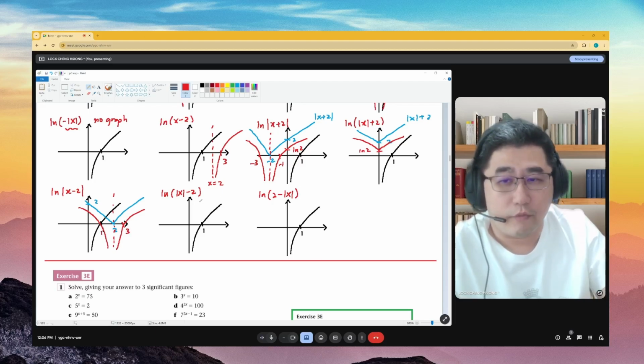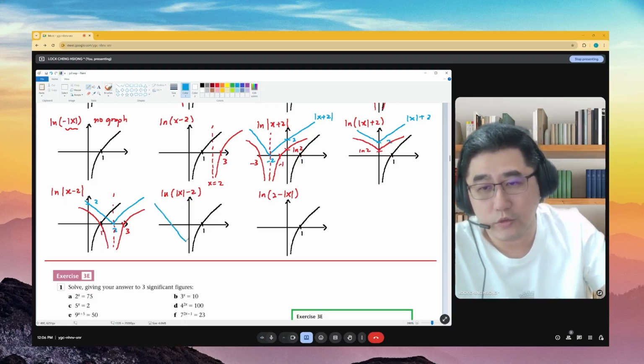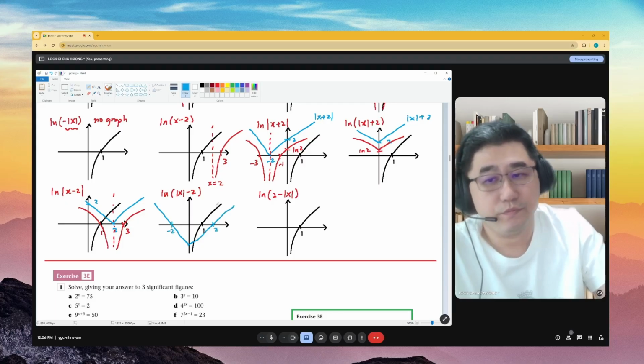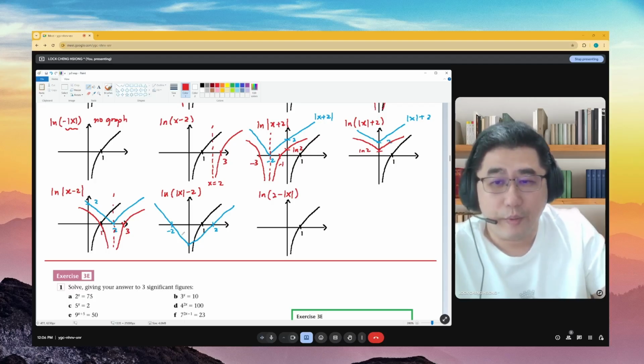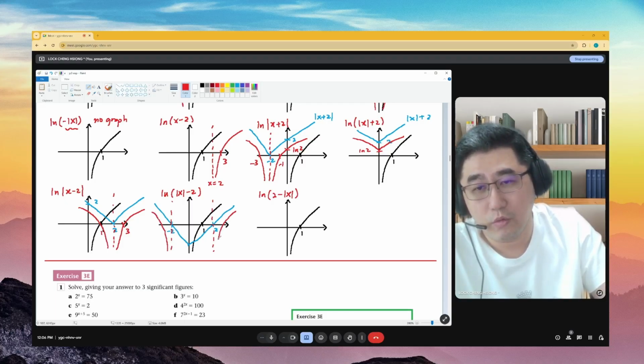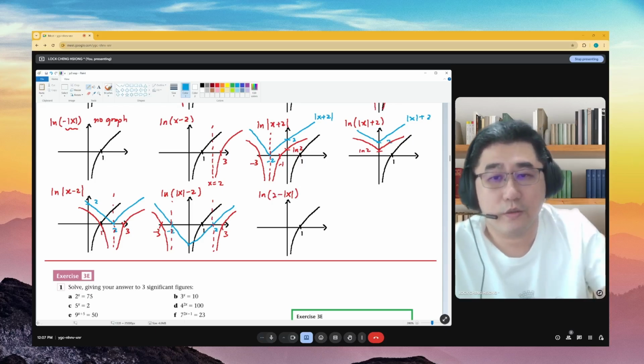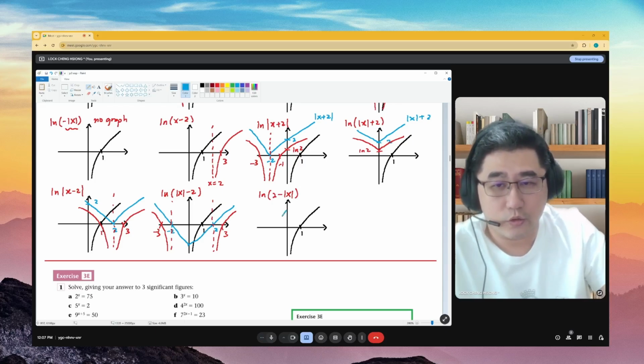If I have a modulus x minus 2, the graph looks like this. So I have a 2, I have a negative 2. Remember we cannot log a negative number, so nothing in the middle here. So these will be the asymptotes, and the shape will look like this. This will be a 3, this will be a negative 3. If I have a 2 minus modulus x, the shape will go like this.